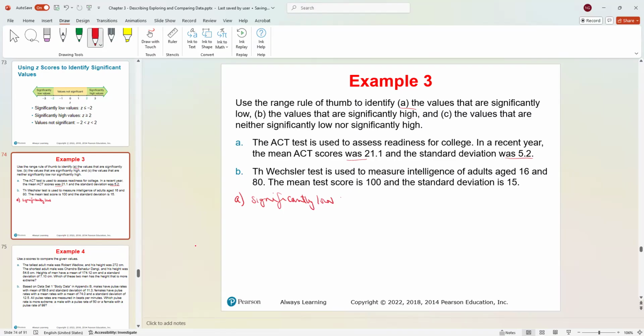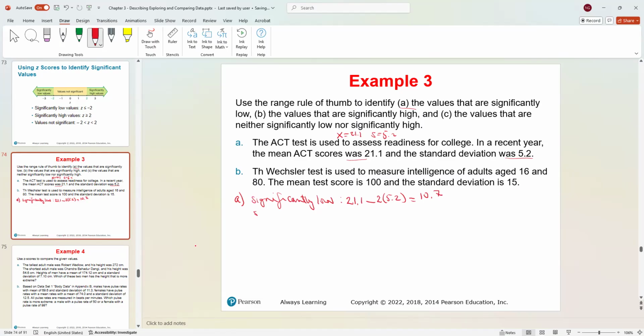We're going to take the X values here. We have the mean 21.1, and we have the standard deviation 5.2. Remember, to be significantly low, it should be minus 2 standard deviations. I mean, 21.1 minus 2 times 5.2. So that's where it would be significantly low. Doing this, the answer would be 10.7.